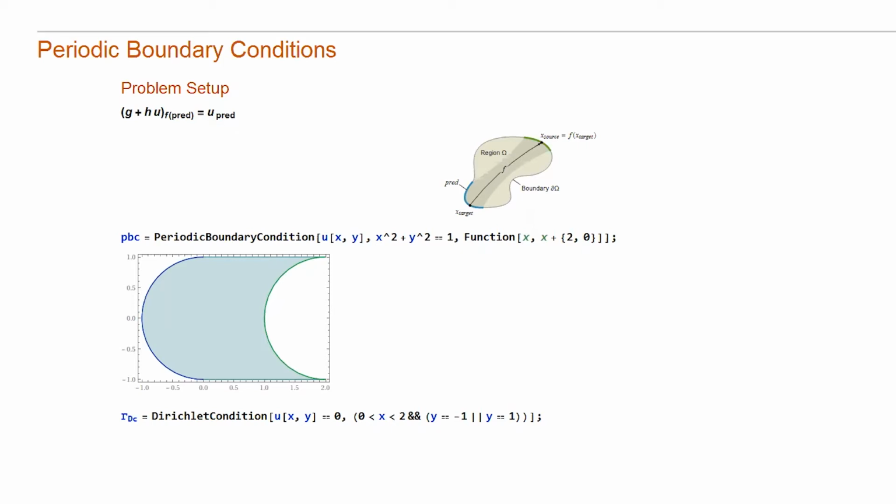So what we have here is a target at the blue boundary, and the green boundary is where we'd like to evaluate the dependent variable u. So for this, the dependent variable is specified simply as u. The target is specified as x squared plus y squared equals 1, and the function x plus 2, 0 maps all points from the blue target to the green source, where the final dependent variable is actually evaluated. As a second boundary condition, we have a Dirichlet condition that specifies that the dependent variable is 0 for the top and the lower bottom of the region.